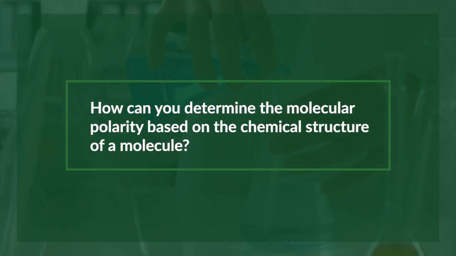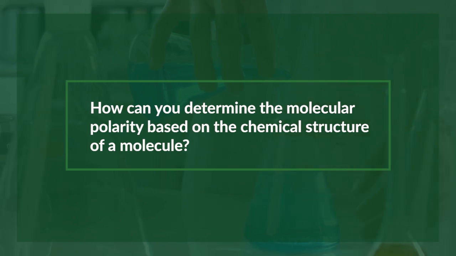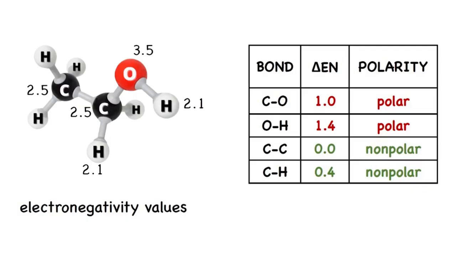Now, let us focus our attention on this question. One way to determine the molecular polarity based on structure is by examining the polarity of each bond. It is important for you to remember that when the bonds within a molecule are polar, it does not automatically mean that the entire molecule is polar.